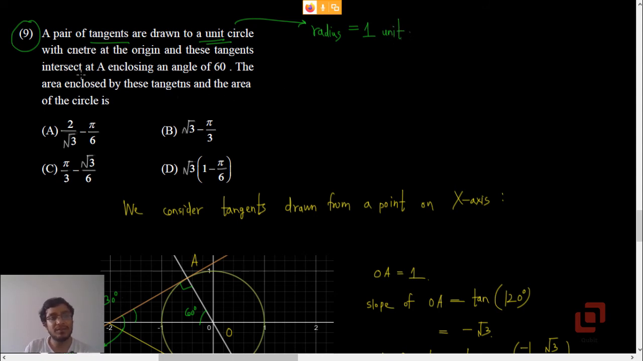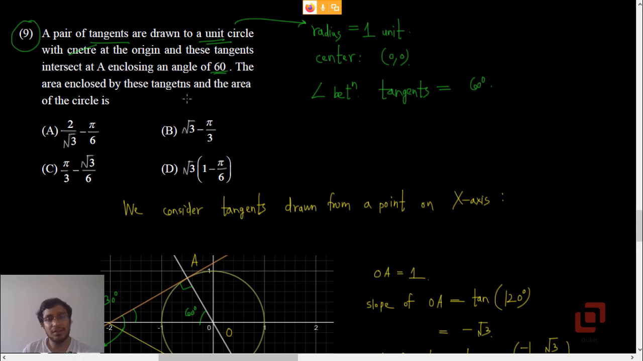With center, anyway, read it as center, with center at the origin, and the tangents intersect at A, enclosing an angle of 60 degrees. So what information did we gather now? The center of the circle is at origin. Then the angle between the tangents is 60 degrees. That's what we learned.